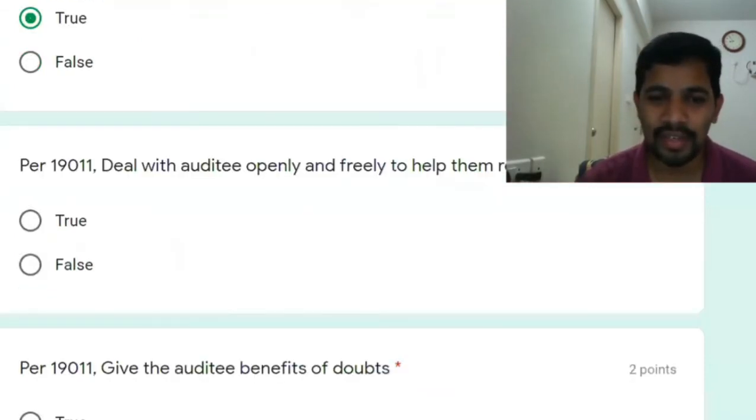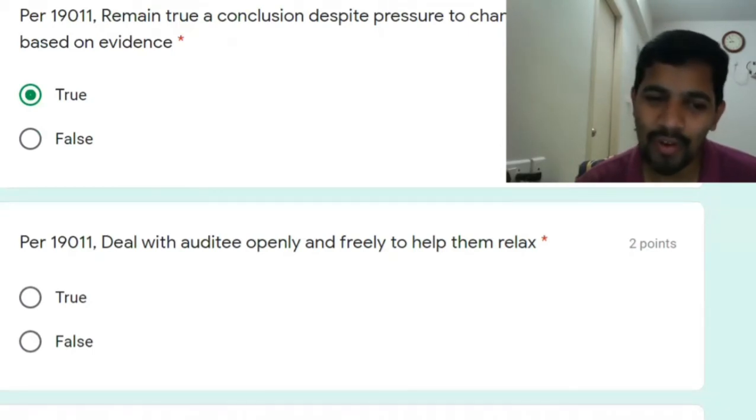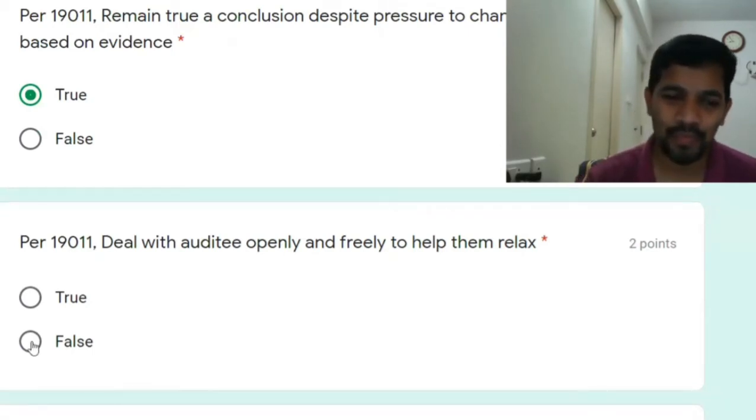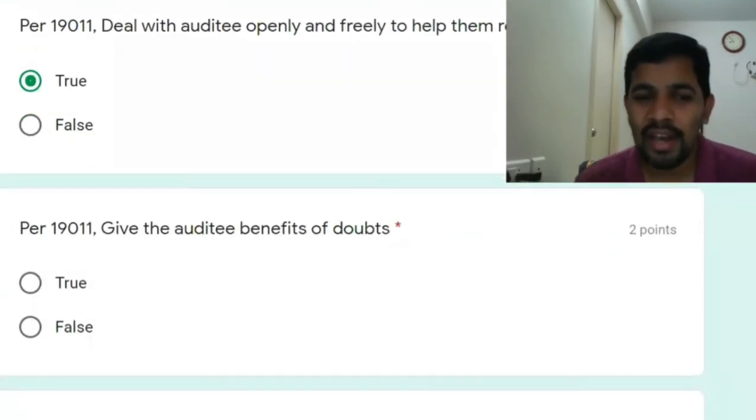Next question. Deal with the auditee openly and freely to help them relax. Again, it is coming from the auditing skills. Is it true or false? Is it true? Next question. Again, as per 19011 auditing skills, give the auditee the benefit of the doubt. True or false? True.